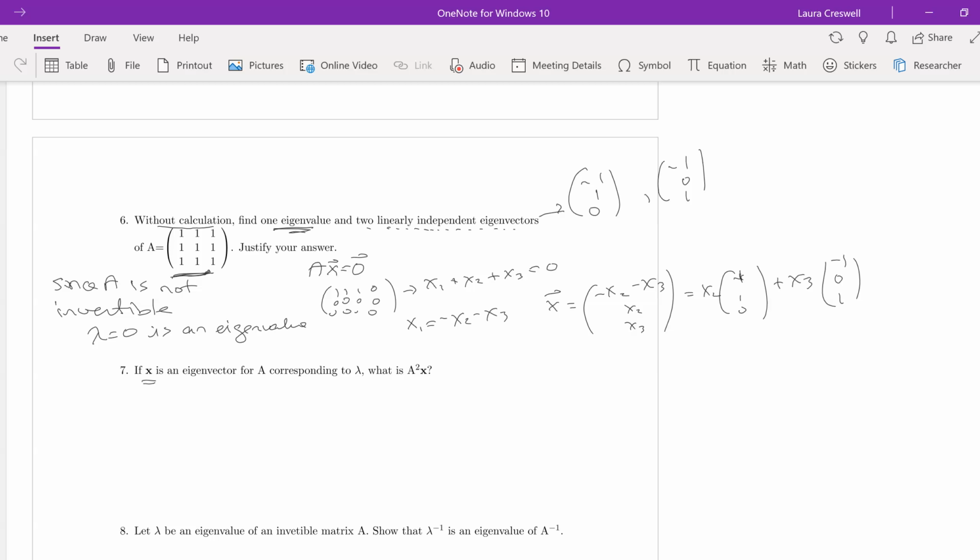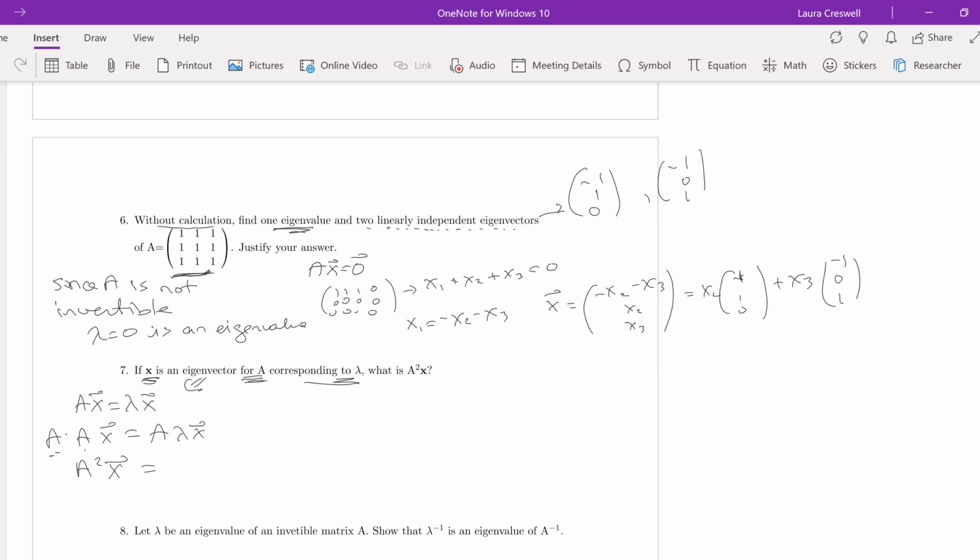Okay, so if x is an eigenvector of A, what that means is I have this relationship going for some lambda, right? So the dance is going on: x, A, and lambda. So I've got this Ax equals lambda x. Now I'm being asked, what is A squared x? Well, let's take this and multiply on the left both sides by A. So this gives me A squared.